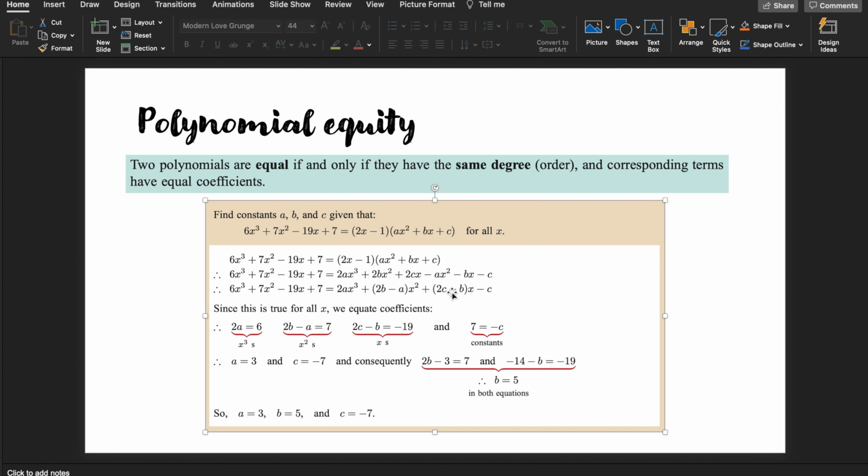So you can also check in this and you'll still get 5. So that would be minus 19 equals 2c minus b. C is minus 7, so we can write minus 14 minus b equals minus 19. When we put this to the other side and take b to the other side, we get b equals 5. So we get b equals 5 in both equations, implying that we are indeed right. So we can finally state that a equals 3, b equals 5, and c equals minus 7.